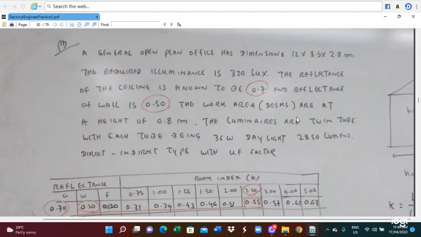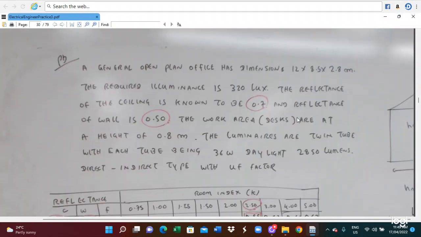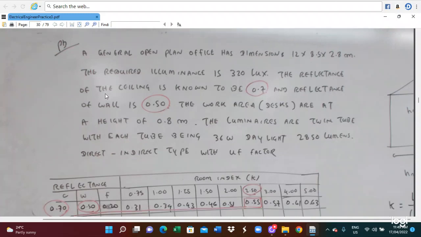When we calculate this problem, a general open-plan office has dimensions 12 by 8 by 5.2 by 8 meters, and the required illuminance is 330 lux. The reflectance of the ceiling is 0.7, and the reflectance of the wall is 0.5. The working plane is at a height of 0.8 meter.